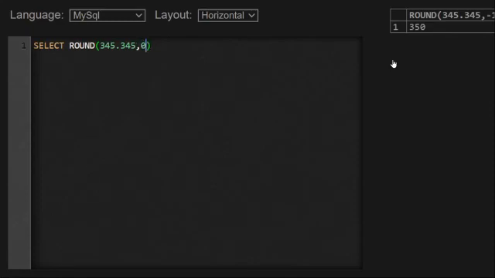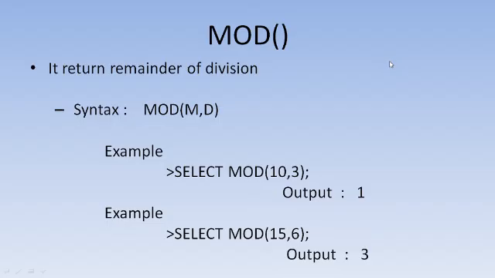If I mention 0, it means it rounds the number to 0 places. If 0 is not mentioned, then it also rounds the number to 0 places. Mentioning the 0 is not required because by default it rounds the number to 0 places.